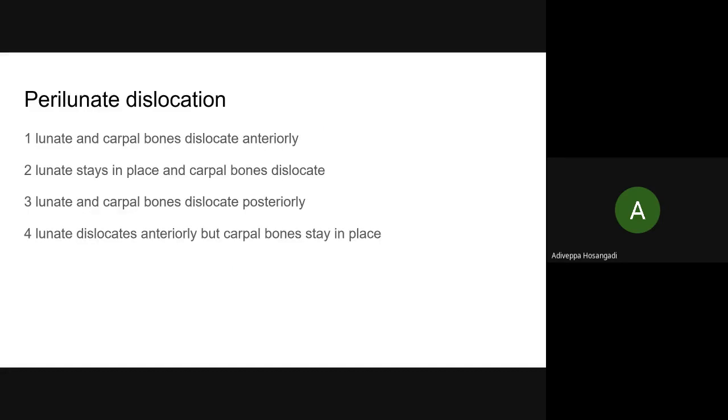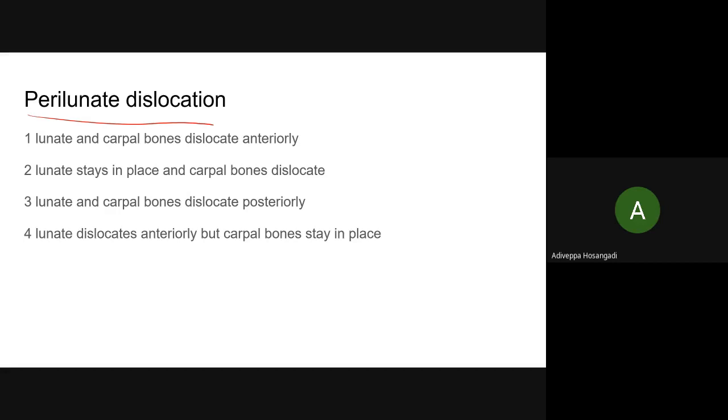So, perilunate dislocation. Come on, let us try and answer this question, then we'll touch upon the relevant theory. Today it may be 10 or 15 minutes late. We'll finish off this one. We'll not keep anything pending for upper limb trauma.